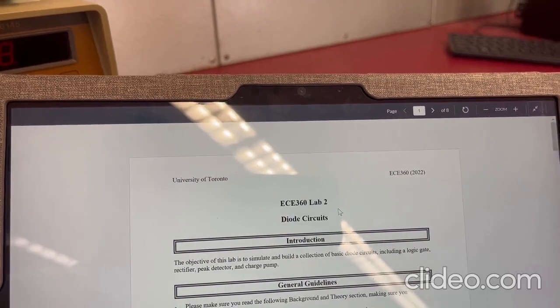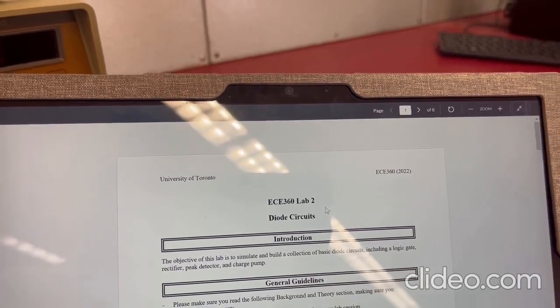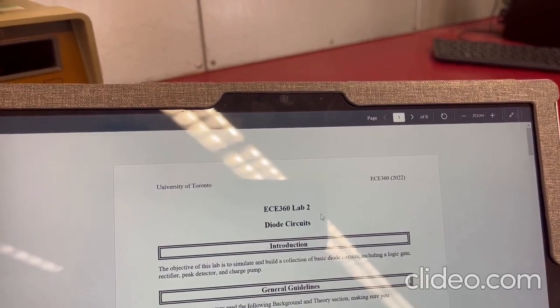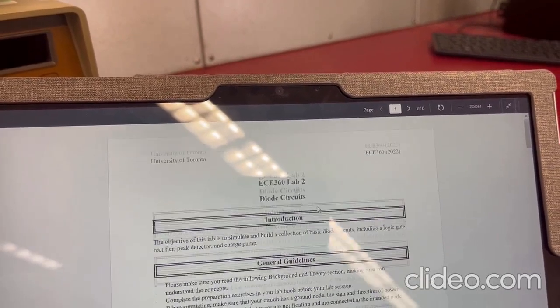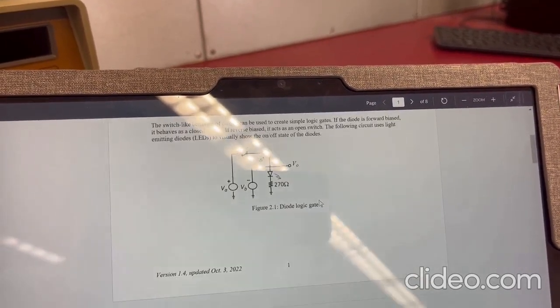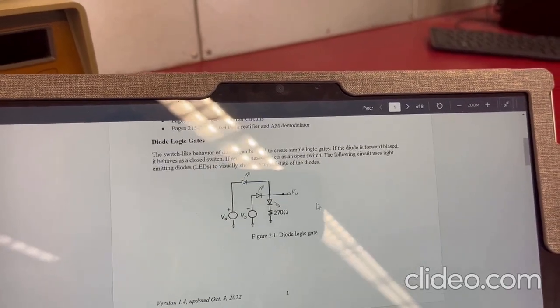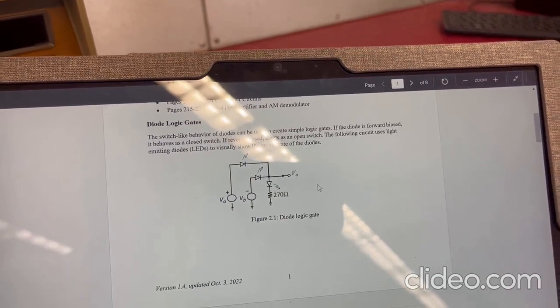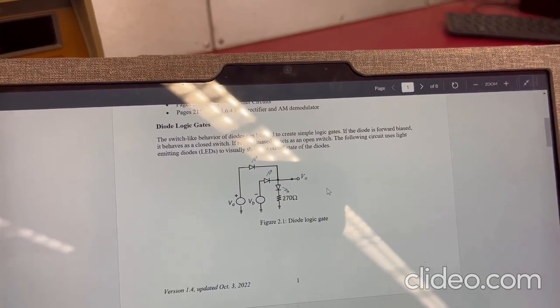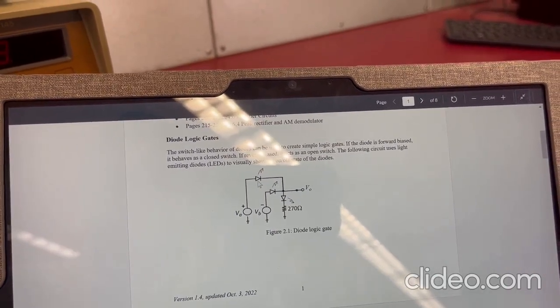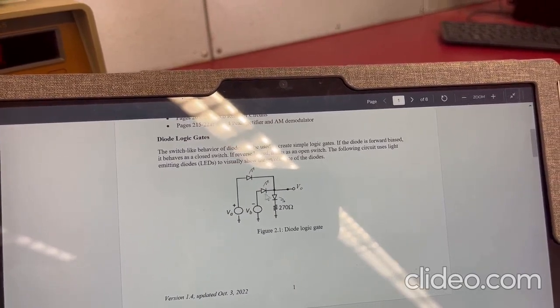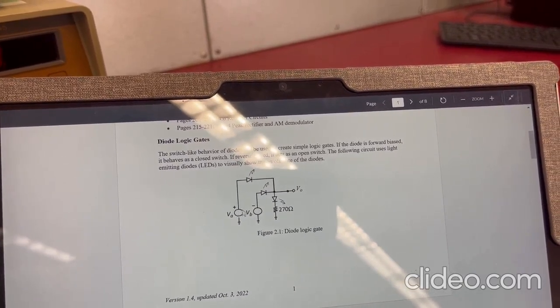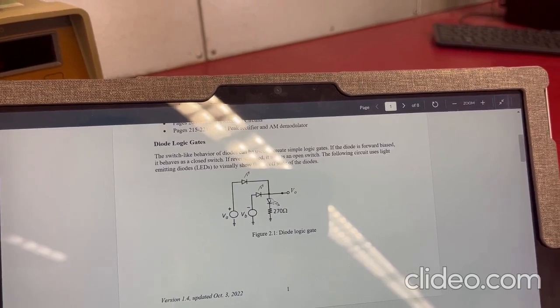This is Lab 2, which is about diode circuits. It tells about the digital logic gates made from diodes. In the first part, we are going to make a diode logic gate using LEDs. So we have one diode here, another diode here, and we will be setting up the supplies here and checking the output.